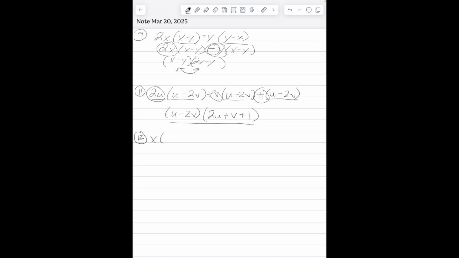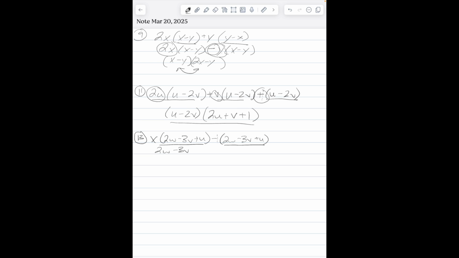we start with x times the quantity (2w minus 3v plus u) minus the quantity (2w minus 3v plus u). I love it when things look the same. Makes it easy. Again, let's not forget that there is a 1 there. And now we can look for the common factors. You're always looking for that greatest common monomial factor. In this case, it's a polynomial factor. And we're going to take that out.